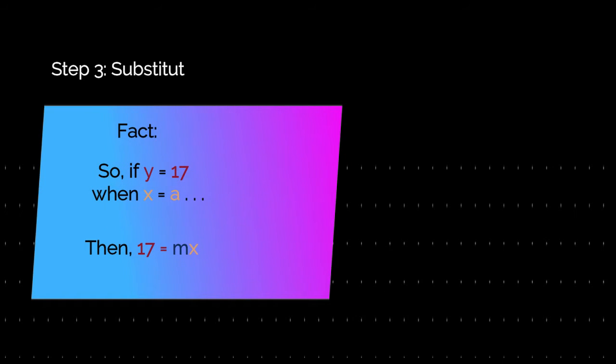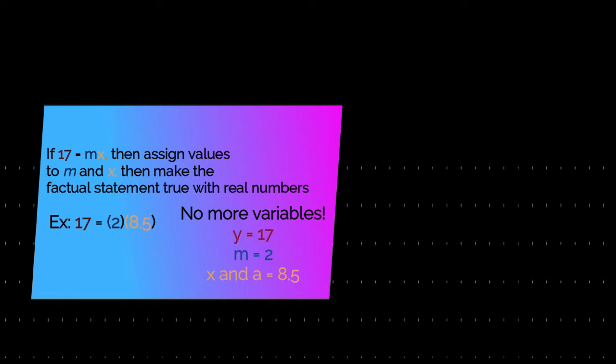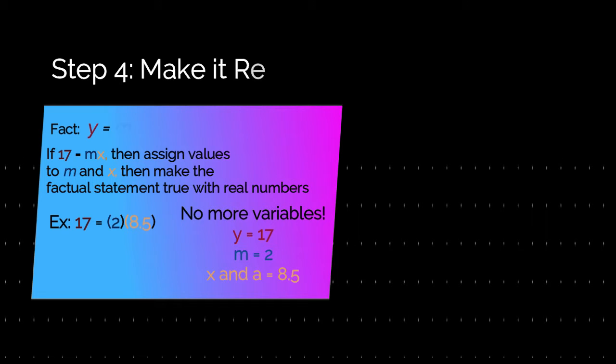Now that you've substituted in 17 for your value of y, we still have two variables left that we need to deal with, the m and the x. So what we're going to do here is use a strategy called Make It Real. And we're going to assign two values to m and x that when multiplied by each other will equal 17. So I just chose the easiest numbers. I divided 17 by 2 and said 2 times what number equals 17. So 2 times 8.5 equals 17. That's how I chose the values for my x and my m values.